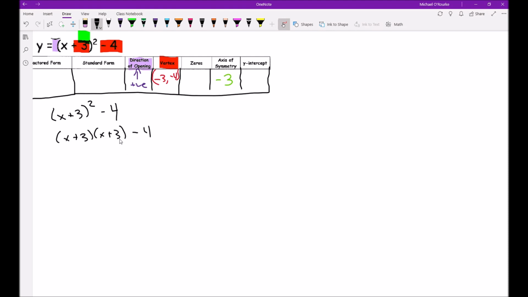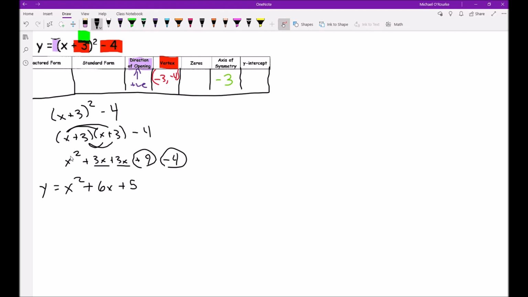Good. Then away I go with FOIL. x squared plus 3x plus 3x plus 9. Then you still have the minus 4 here. Then we can collect our like terms and put it all together. Get x squared plus 6x plus 5. Okay?